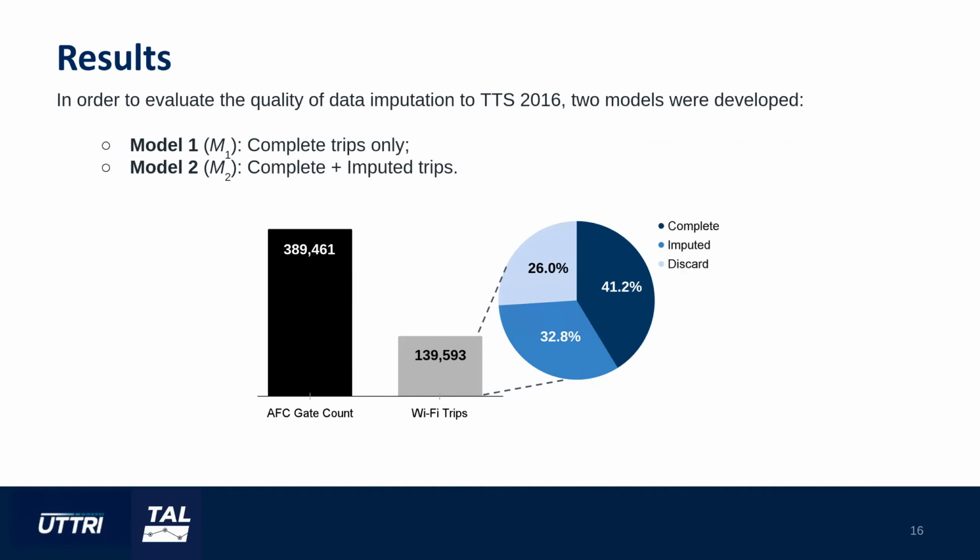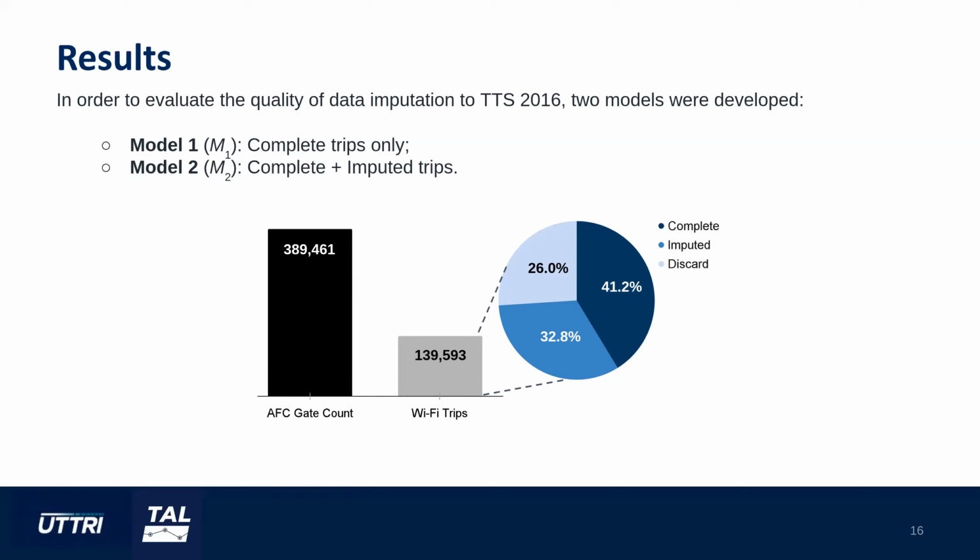Okay, finally, the results. We created 2 models to be tested. The first is with complete trips, that is, trips that have a known origin and destination. The second model contains the data for complete trips and imputed trips. We call them M1 and M2 respectively.